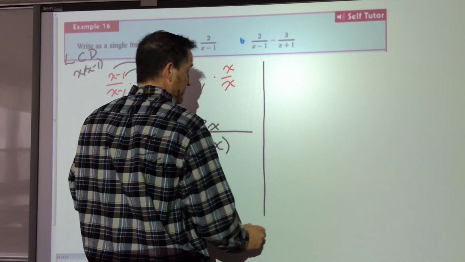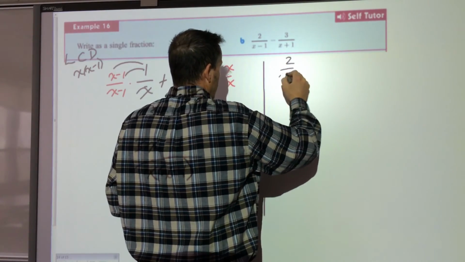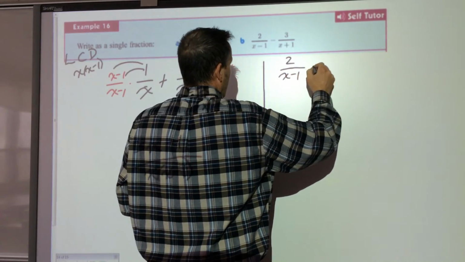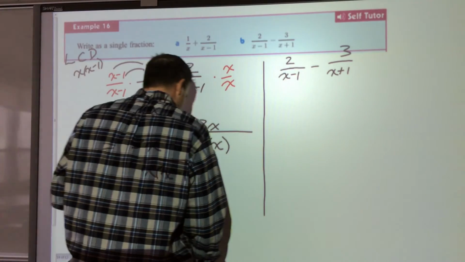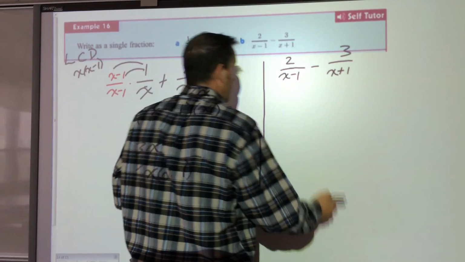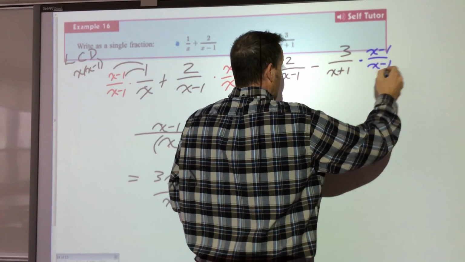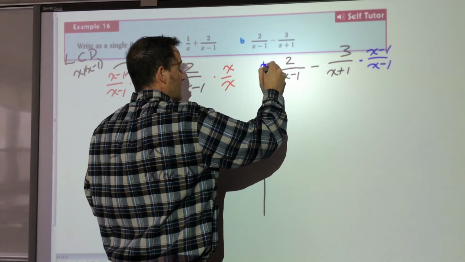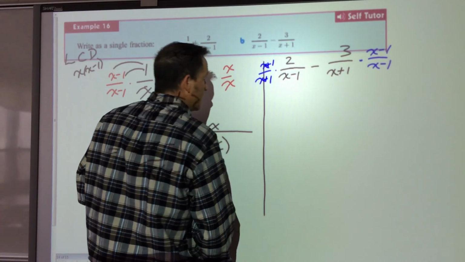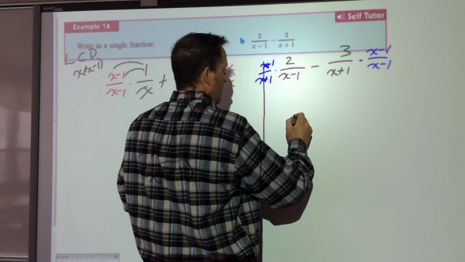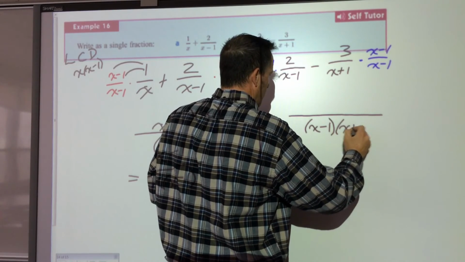Now, as they get tougher, here I have 2 over x minus 1 minus 3 over x plus 1. My common denominator means I'm going to have to multiply this one by x plus 1 over x plus 1, and this one by x minus 1 over x minus 1. As soon as I do that, my denominator becomes x minus 1, x plus 1.